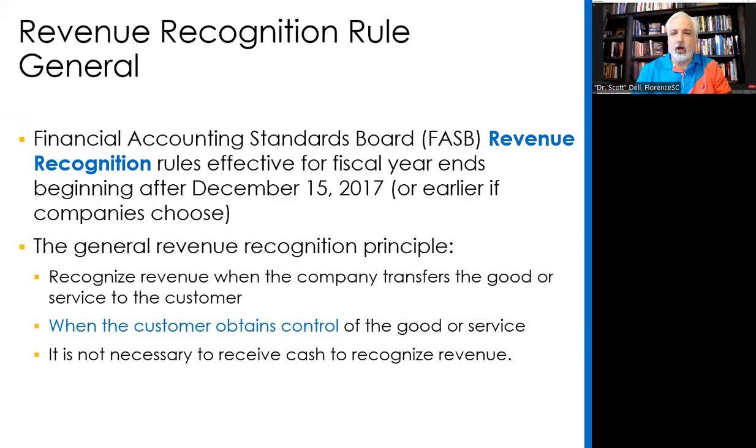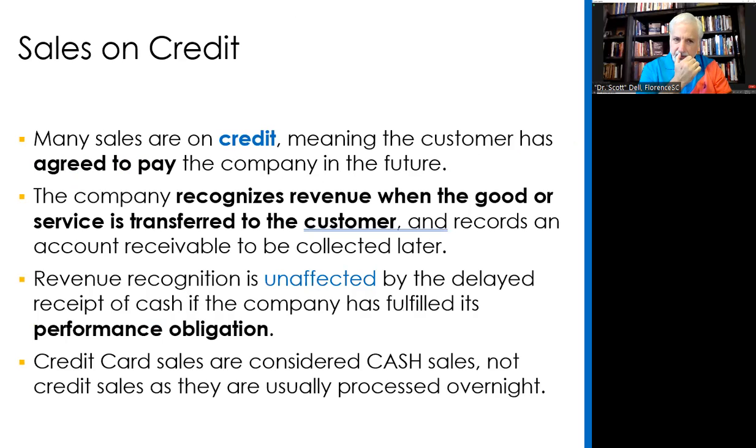So let's talk about what's called RevRec, the Financial Accounting Standards Board's revenue recognition rules, effective the middle of December 2017. The key takeaway and the bottom line is recognize revenue when the company transfers the good or service to the customer. And the customer must obtain control of that good or service, and can do what it wants with it. It is not necessary to receive cash to recognize revenue. That's cash basis, not accrual basis. But we're going to talk about the 5 rules that you're going to want to know when it comes to RevRec. A couple of comments though.